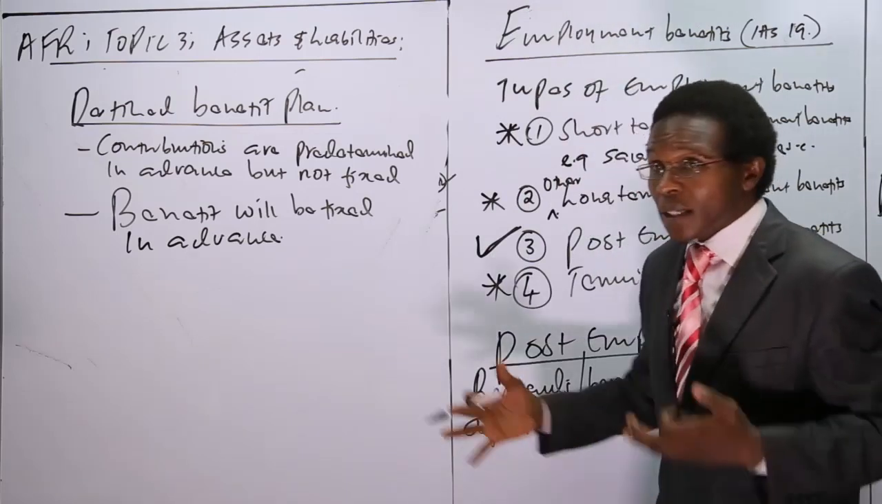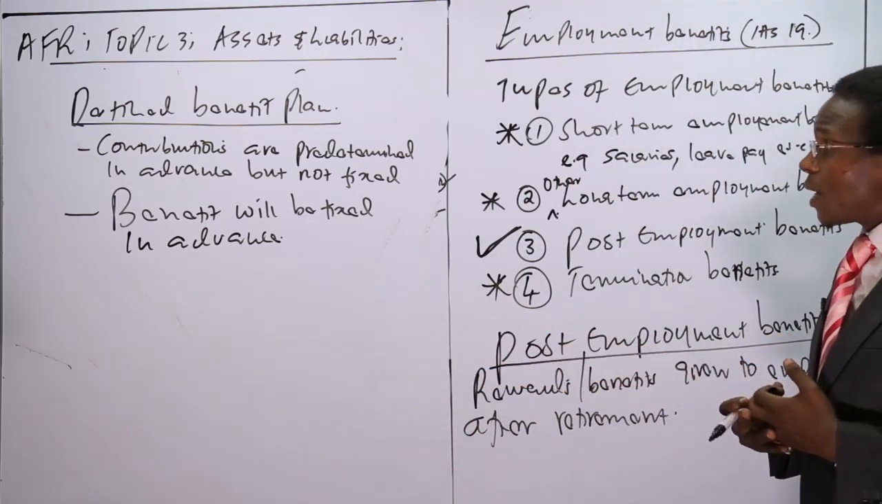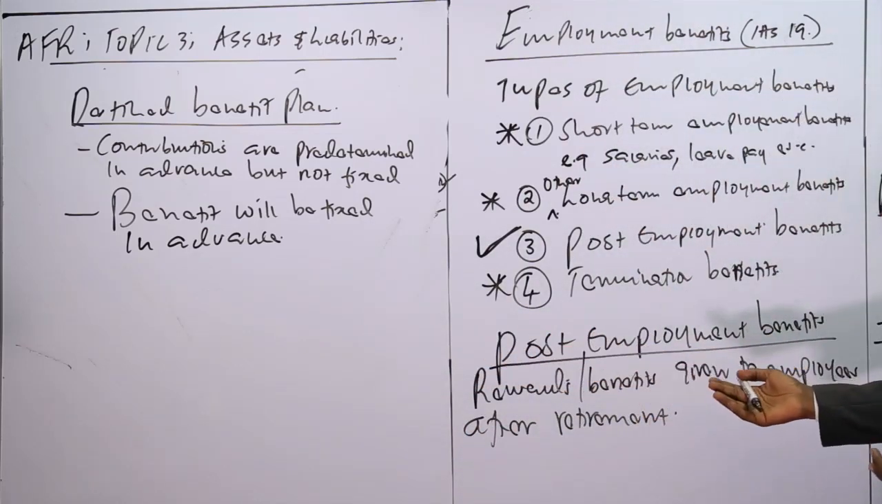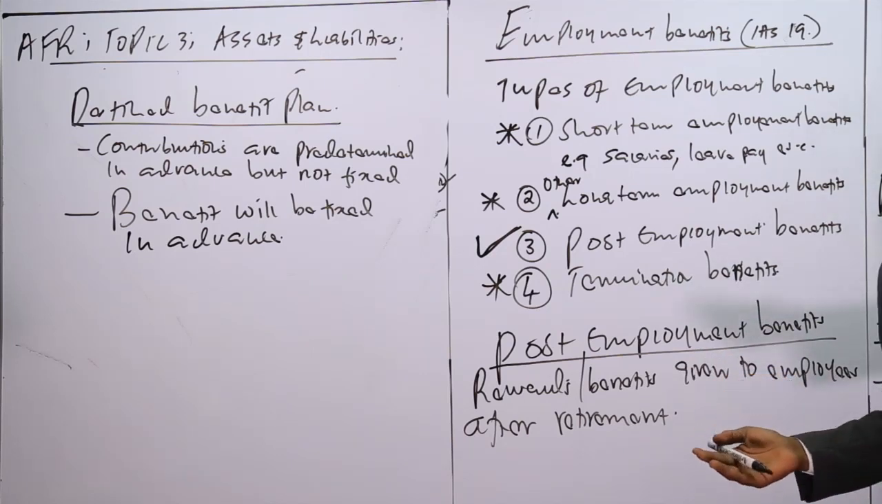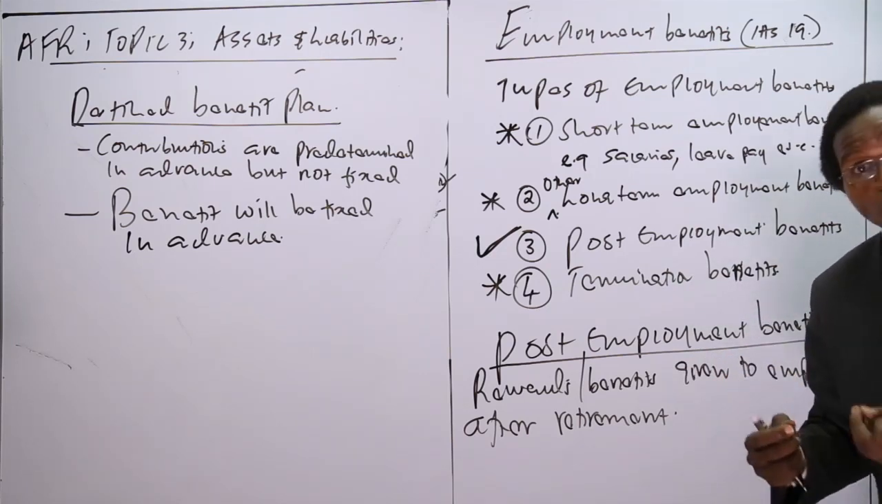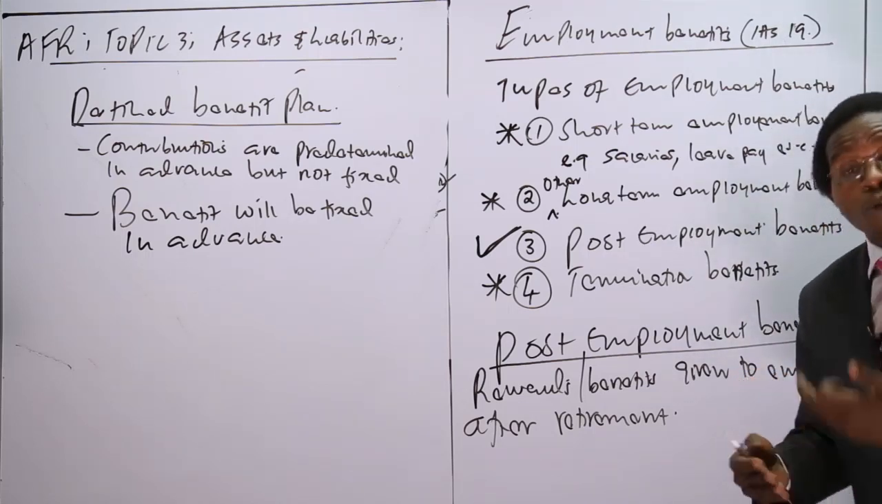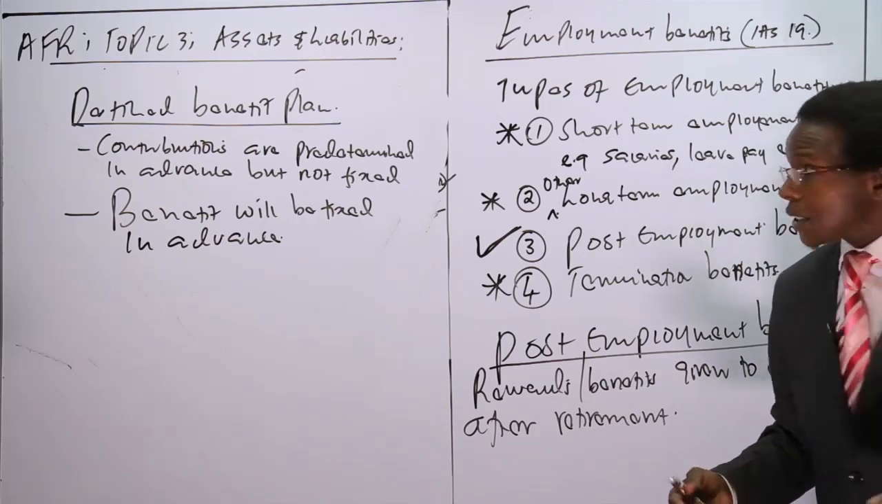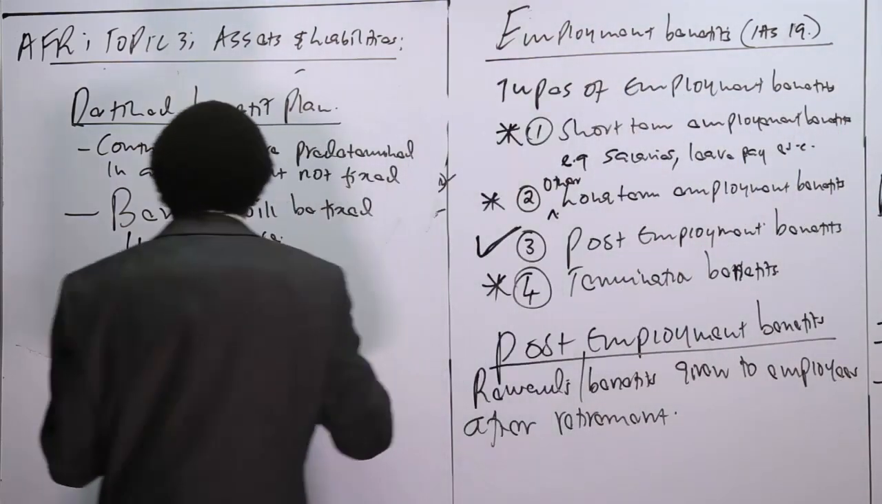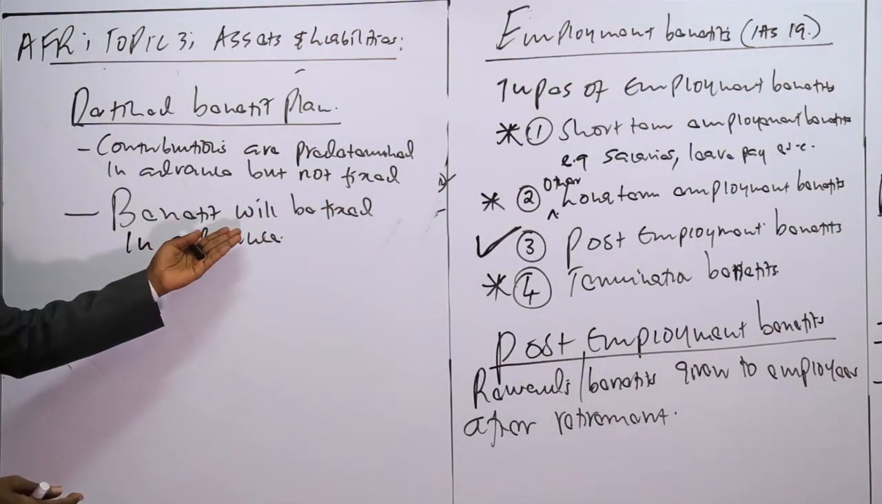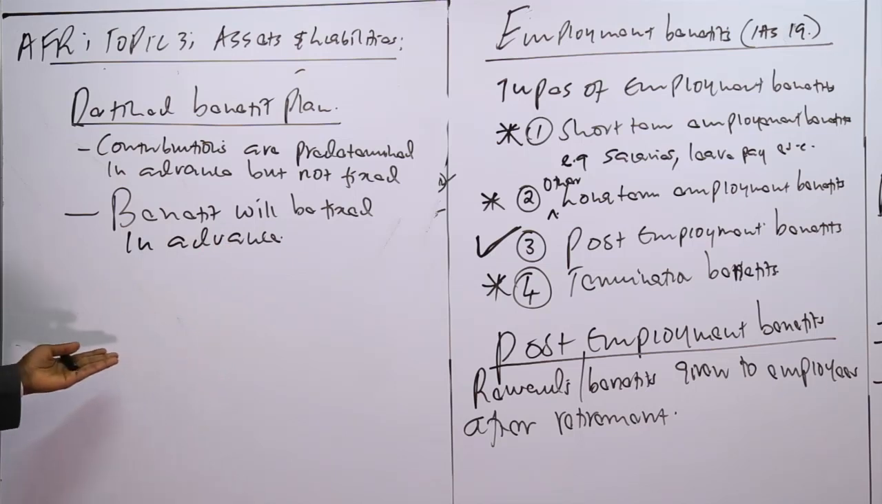That's the difference. There's a big difference between the defined benefit plan and the defined contribution plan. With the defined benefit plan, you are sure of the amount you're going to receive on retirement. But with the defined contribution plan, you don't know. It will depend on the performance of the investment.